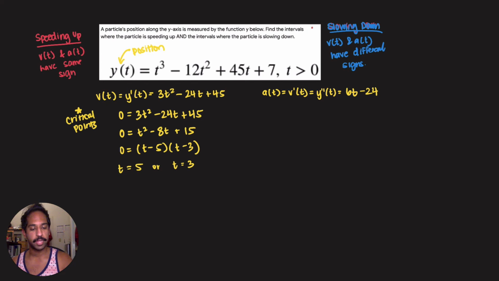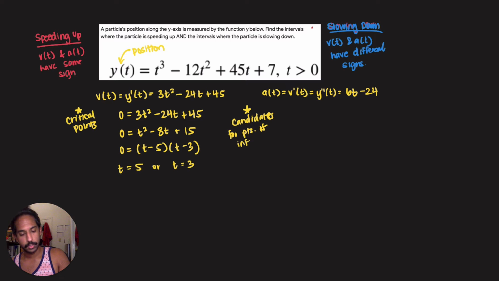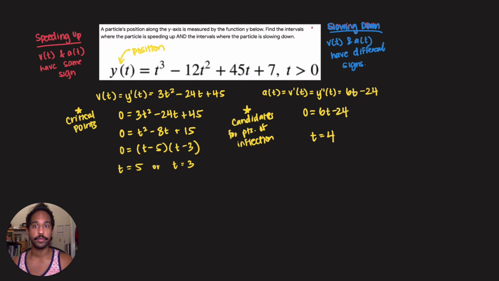Now on the other side, I see that I have my second derivative. We're finding our candidates for points of inflection. And to do that, again, we set the second derivative equal to 0. So 0 equals 6t minus 24. I'm going to add 24 to both sides, divide by 6, so I get t equals 4. All right, so I have three numbers, 3, 4, 5. So those are going to be the different barriers in my interval that we have.